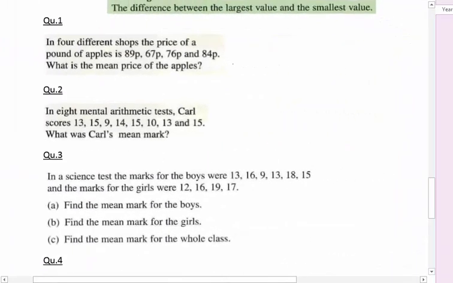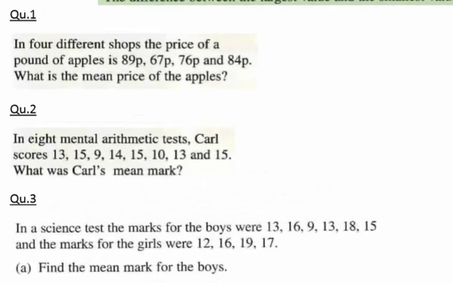On the second worksheet, you've got some nice easy averaging to do, and we'll start off with question 1, where we're asked to work out the mean price. This is the mean price of these apples here. So I'm afraid all you have to do is take 89, 67, 76 and 84 and add them up, and then we'll take the average once we get the total.